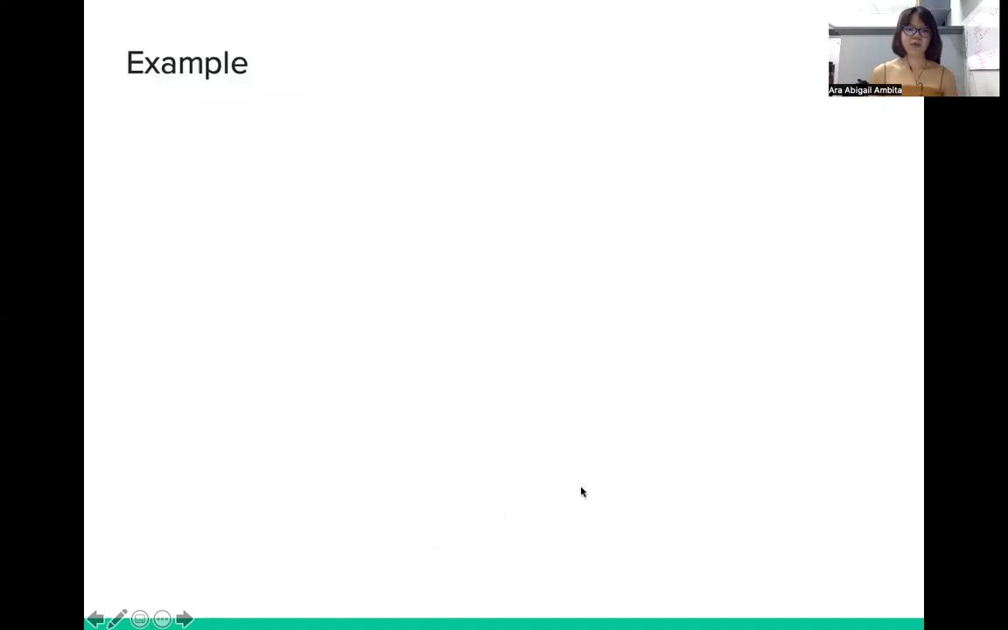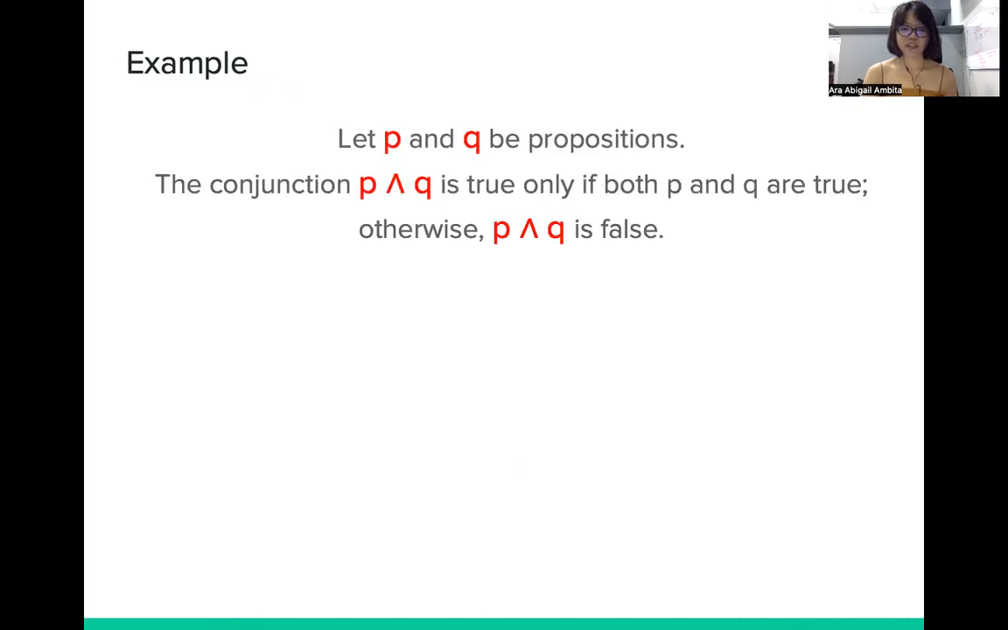Suppose we have two statements P and Q, or propositions P and Q. The conjunction P and Q will be true only if both of the propositions P and Q are true. Otherwise, P and Q is false. That is the core of conjunction: P and Q will only be true if both of the statements are true.